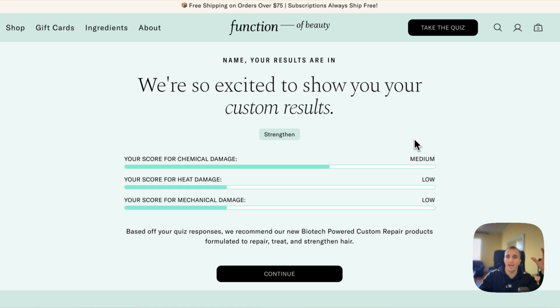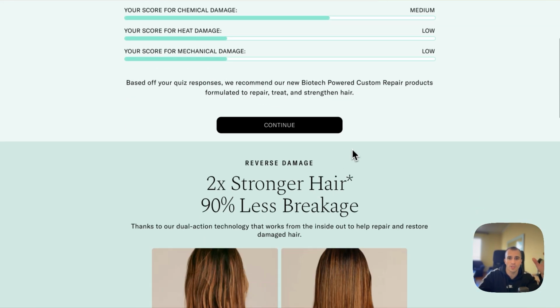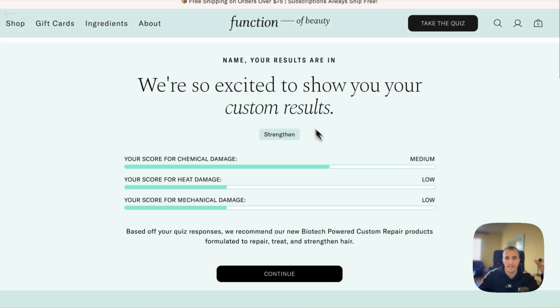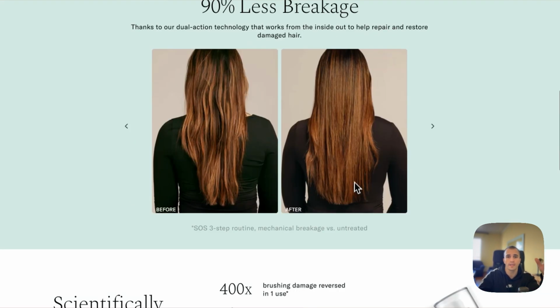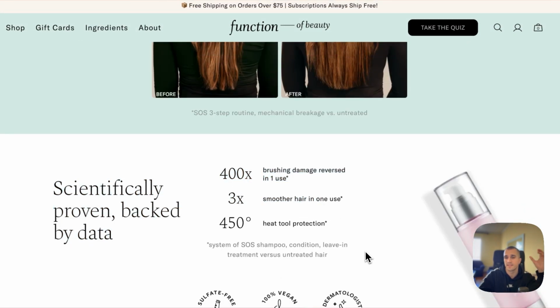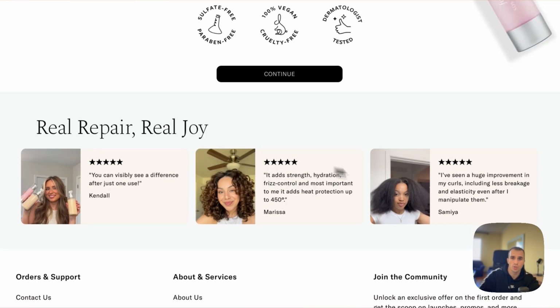And now after I've answered all these questions, I'm on this page where I get the results of my quiz and I get the scores for my hair. Based on these questions, you can see they are first of all showing the social proof and the transformation of similar customers with the stats they have achieved with their product. Once again, you can see they're using stats a lot because stats are a very powerful way to objectively persuade your customers. Then they have the social proof.